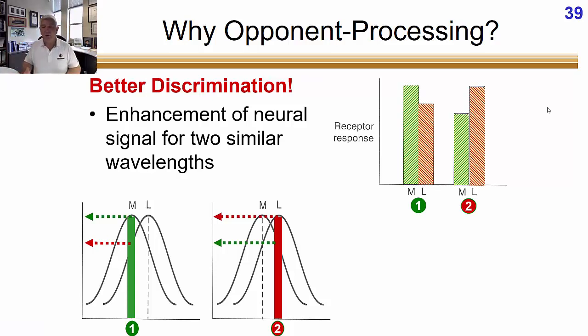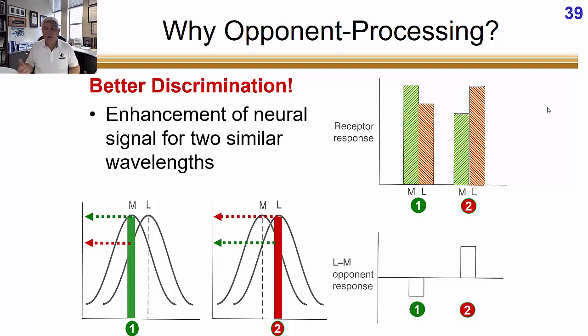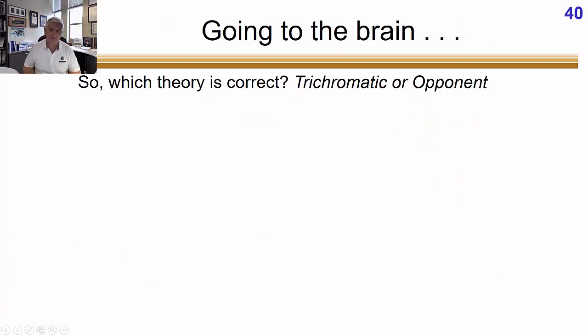But if we add in opponent processing, now for a red on, green off center, we now, with green, have an inhibitory signal, which is very different than the excitatory signal for red. Much bigger difference here than trying to detect the subtle difference here. And that's going to allow us better discrimination.